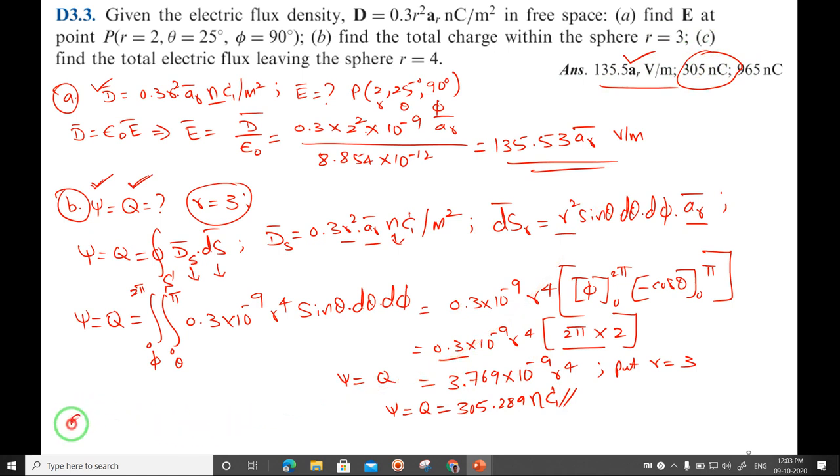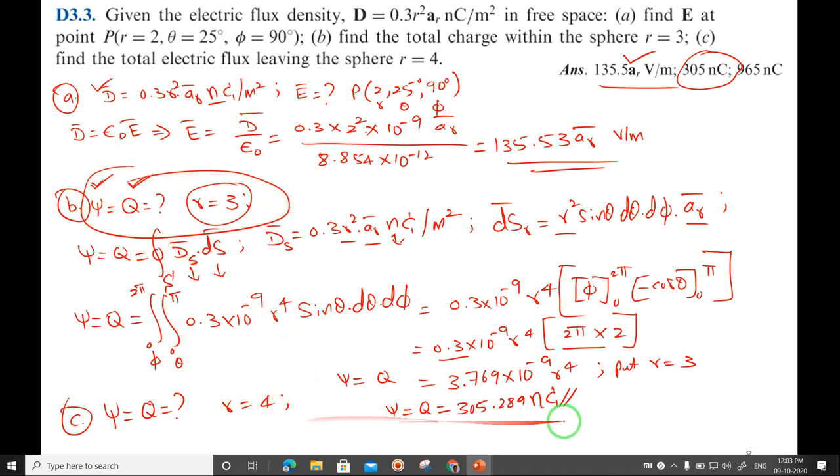Then coming to the part C, what they have asked: find the total electric flux leaving the sphere of r equal to 4. Total electric flux means psi and it is equal to q. Calculate at r equal to 4. Observe the previous problem, R equal to 3, substitute R equal to 4 in the above equation. So that will be the answer for part C. Psi equal to Q, and that is just calculate.